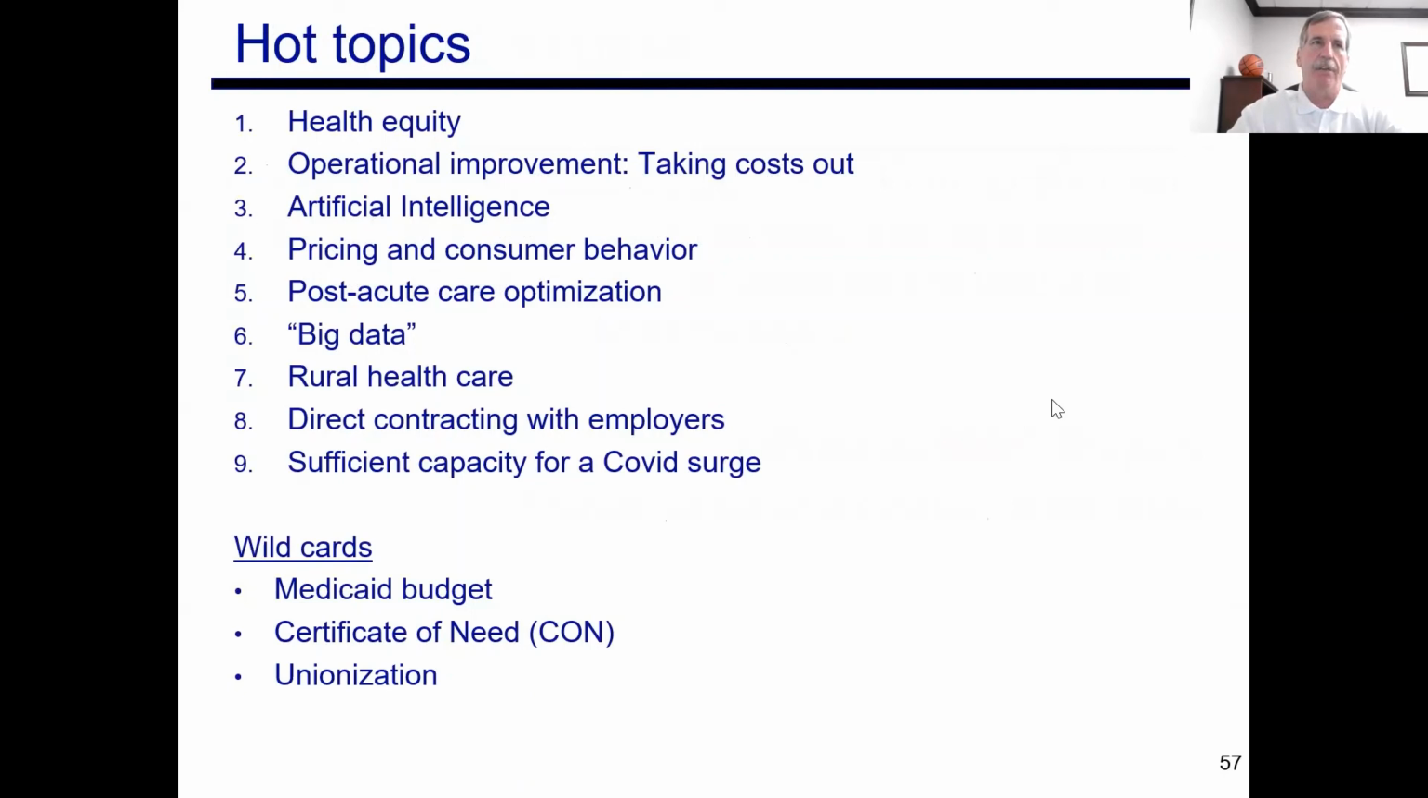Hot topics: I mentioned health equity, and artificial intelligence. For example, in reading x-rays, AI versus human radiologists has shown consistency and efficiency that humans can't match. Operational improvement is an enormous challenge that we as an industry have not been good at, at least on the hospital side. I don't have any great answers to that. Raul, maybe, as an operational consultant, but nibbling around the edges may not do it.